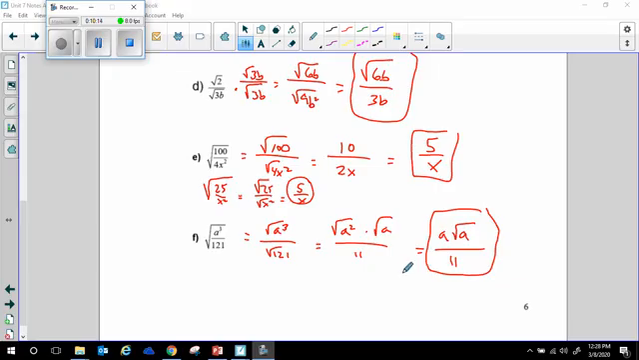All right. So now you have all the knowledge that you need to be able to simplify radical expressions when they have quotients, including when you have to rationalize your denominator.